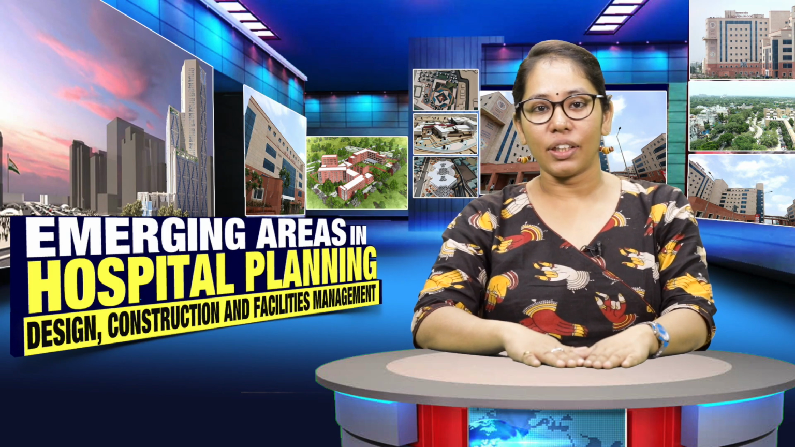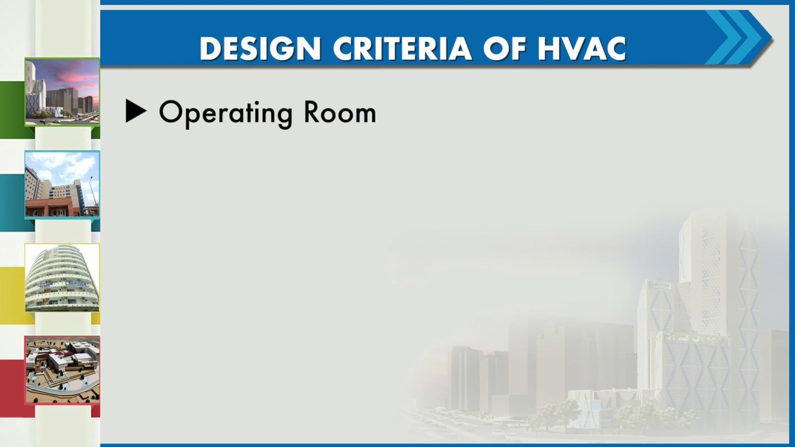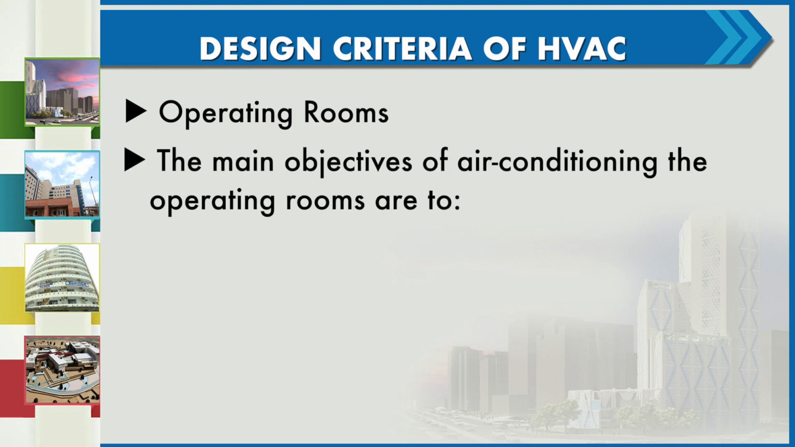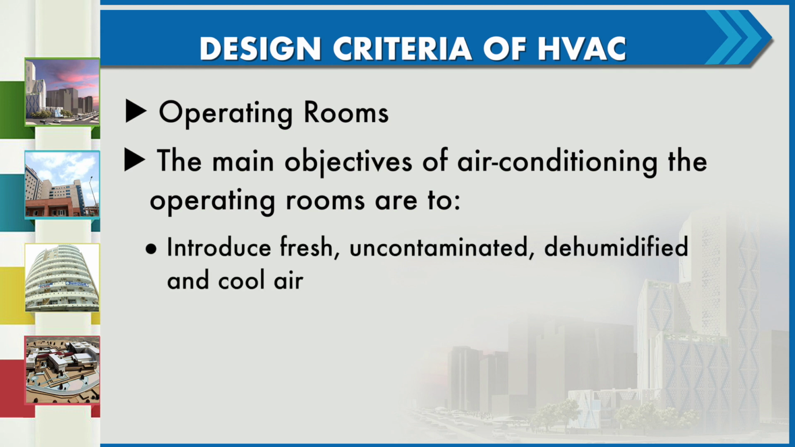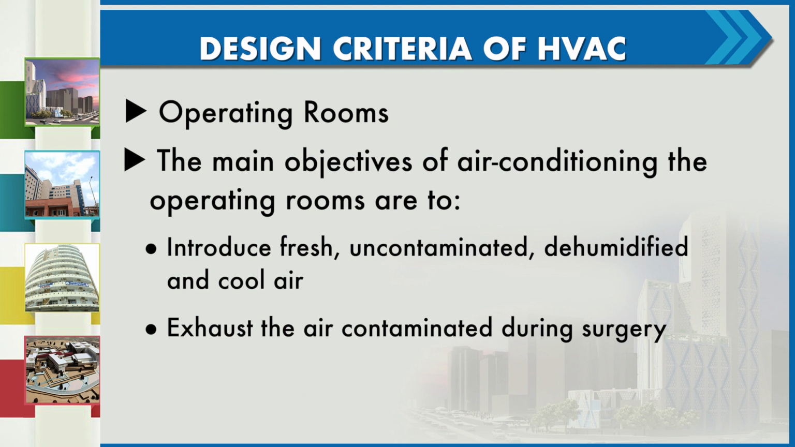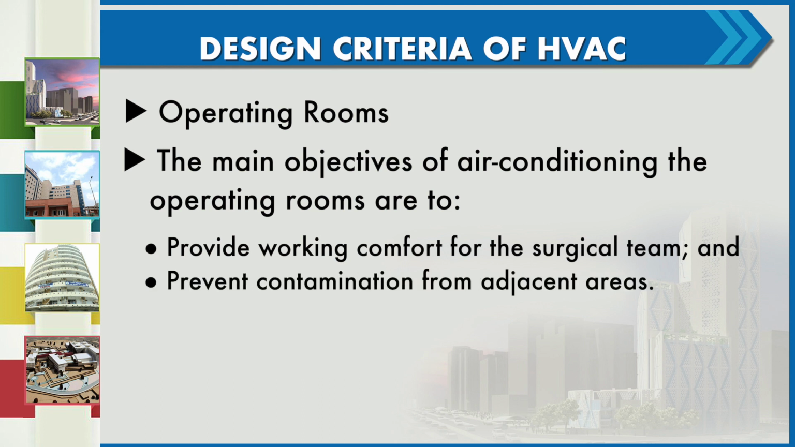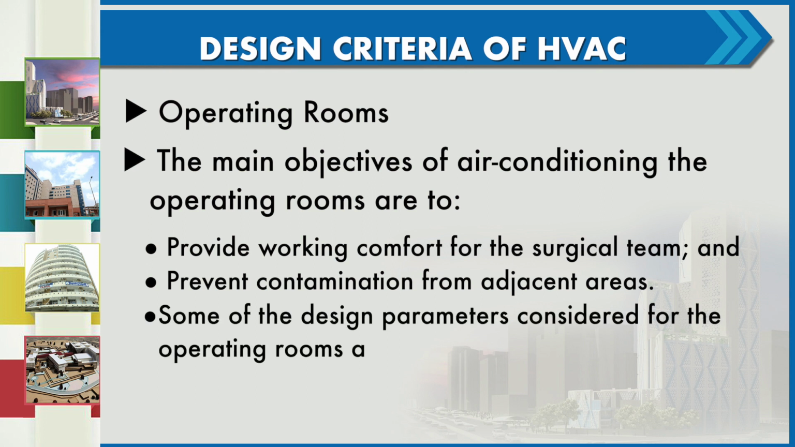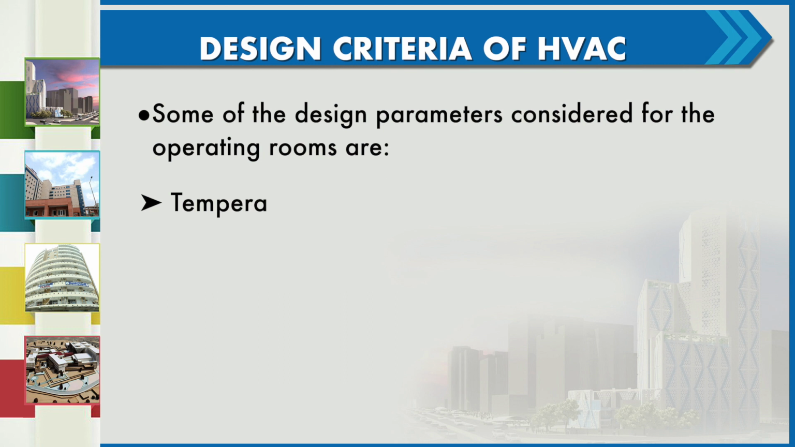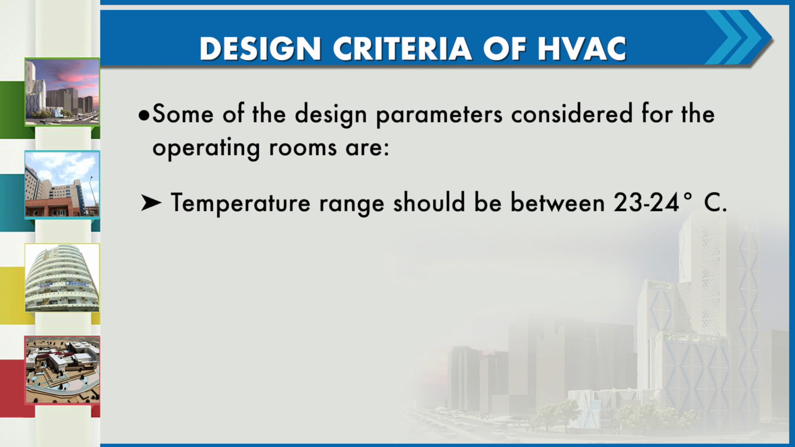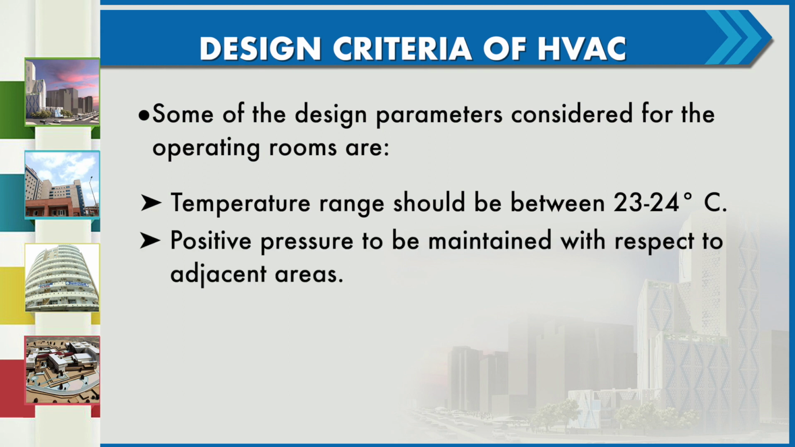Now coming to the design criteria of HVAC. We start with operating rooms. The objectives of air conditioning in any operating room are, first, to introduce uncontaminated fresh air, dehumidified air and cool air. The second is to exhaust the air contaminated during surgery. Third is to provide working comfort for the surgical team and to prevent contamination from adjacent areas. Some of the design parameters considered for operating rooms are: the temperature range should be between 23 degrees Celsius and 24 degrees Celsius. Positive pressure is to be maintained with respect to adjacent areas.